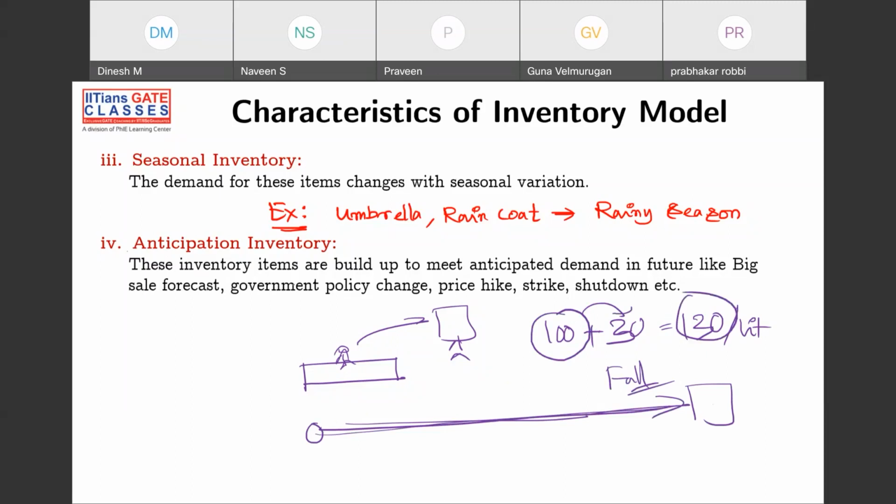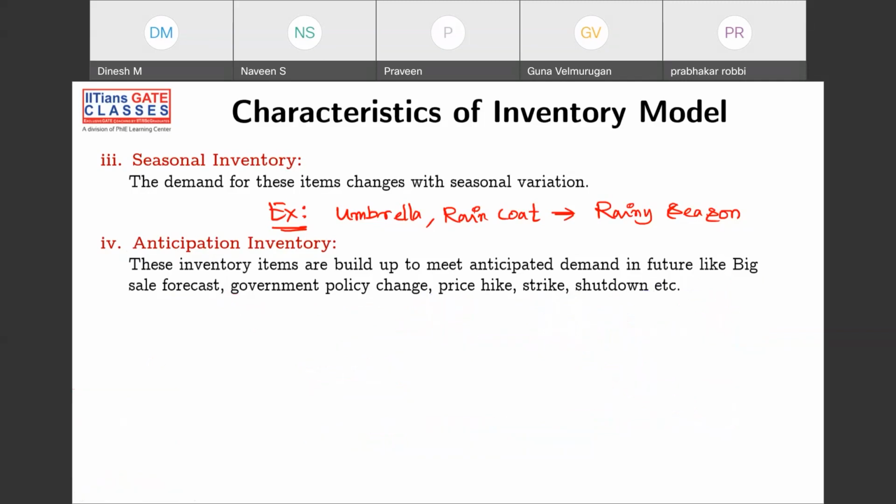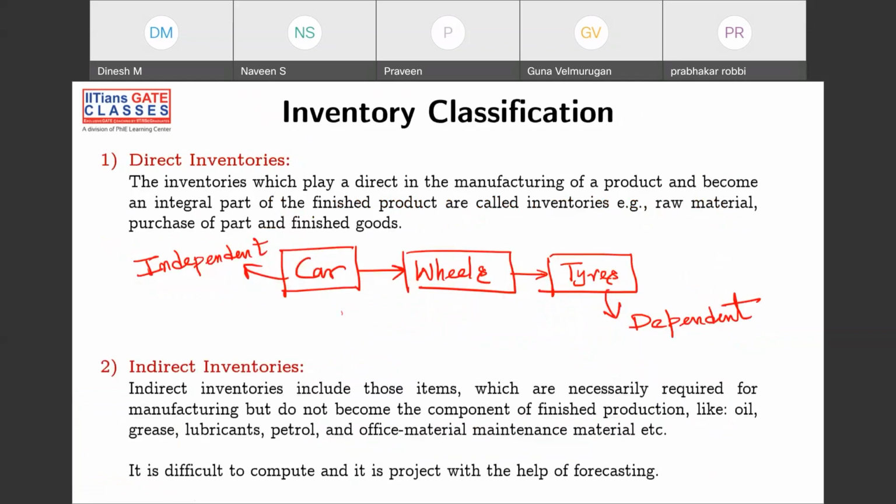You don't know, anything can happen: government policy change, price hike, a strike going on, a shutdown, some war going on. Or a big sale is going on, like the Amazon big sale with full discounts. You buy even though you don't need it now, right? So these are all known as anticipatory or anticipation inventory. Fine. Now there are two more classifications of inventory, direct inventory and indirect inventory.